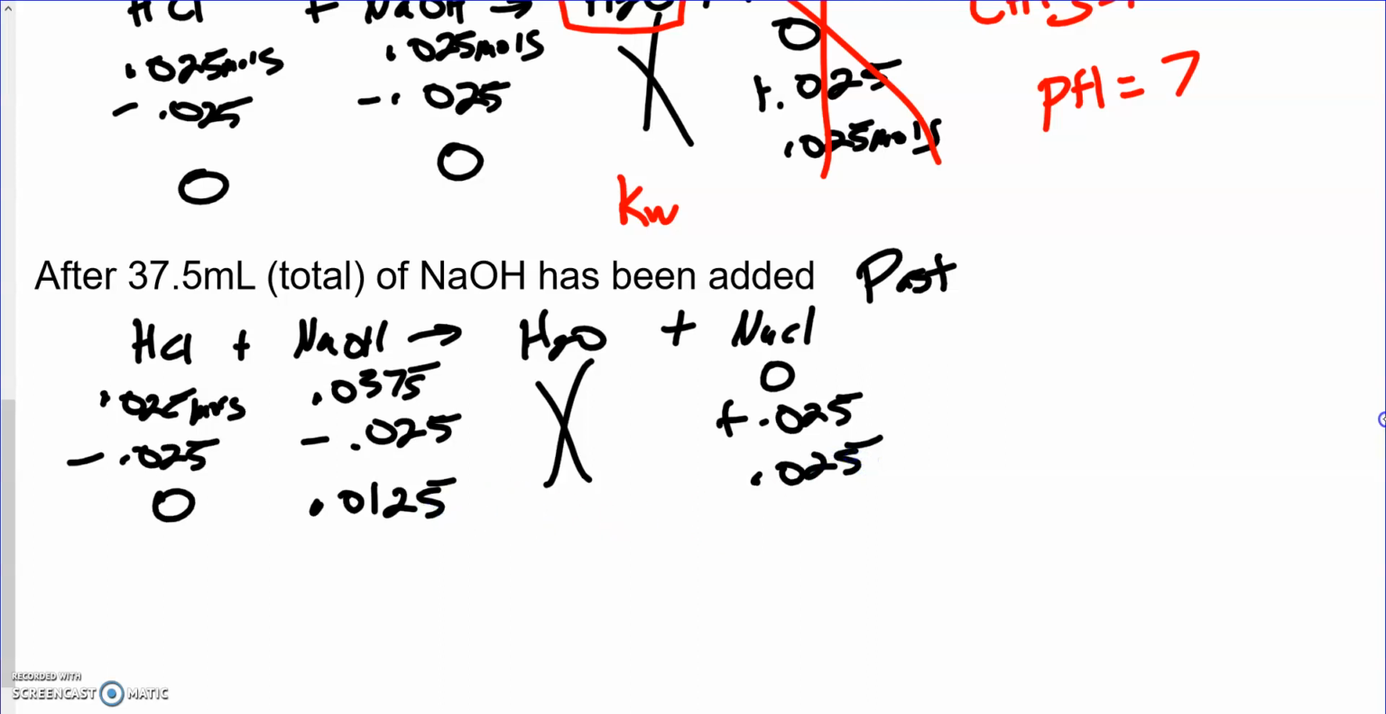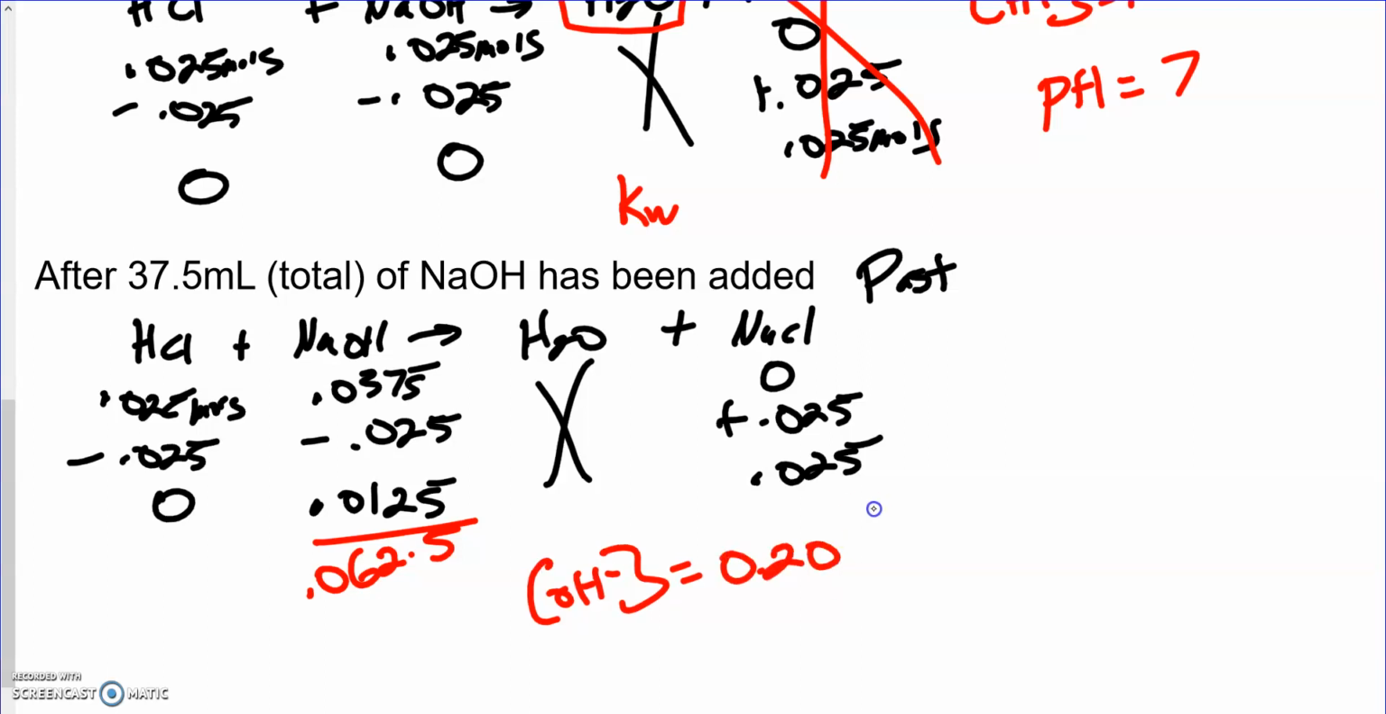So same idea. We get our molarity, which is simply going to be our moles over liter. So we have 0.0125 divided by the fact that we started with 25 and 37.5 was added to it. So we have a grand total of, sorry about that, 62.5 milliliters, or 0.0625 liters is what I should have. So 0.025 divided by 0.0625. And we end up with a molarity of our hydroxide ion in this case to be 0.20 molar.